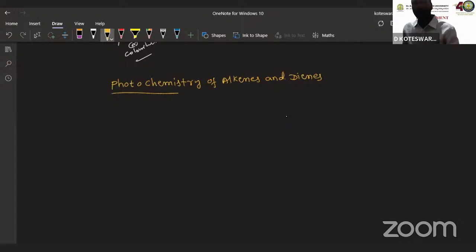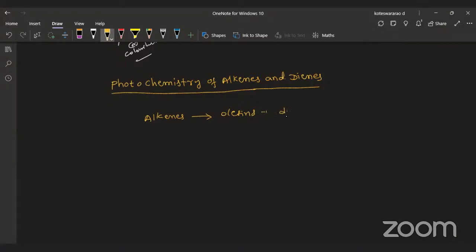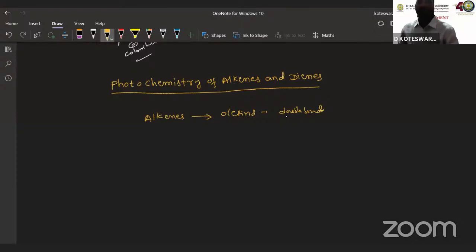Here, two types of unsaturated compounds are there. These are simple alkenes, also known as olefins. They have double bonds. And these dienes are alpha-beta unsaturated or conjugated double bonds.